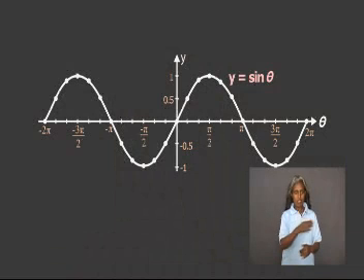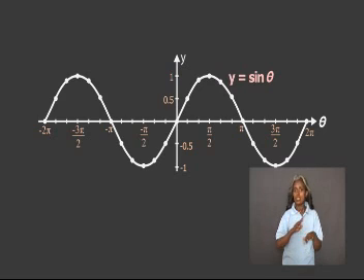Welcome back, students. Now that we have our sine values, we need to plot them onto our graph. To draw the sine graph, we mark the values of the angle on the horizontal axis and the values of y on the vertical axis. We then draw a smooth curve between all the points.